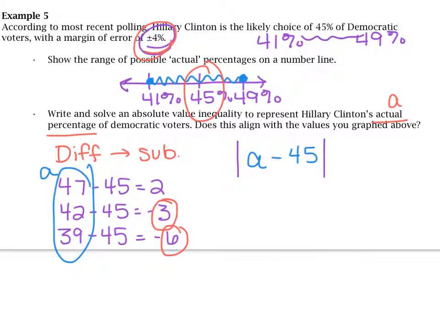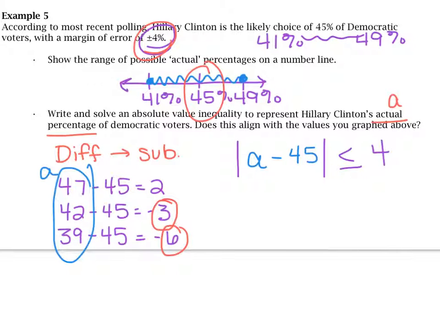And I want it to be within 4 points. So within should be telling you less than. I want to stay less than 4 points away from that prediction of 45. Less than or equal to 4. Because I want to stay within 4 points of this 45. And that's what this is doing for me: it's saying that I want my actual number of voters to be within 4 points of this number. Okay? And so there's my inequality.